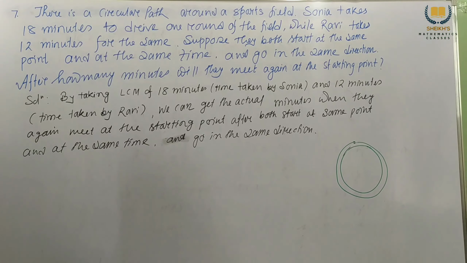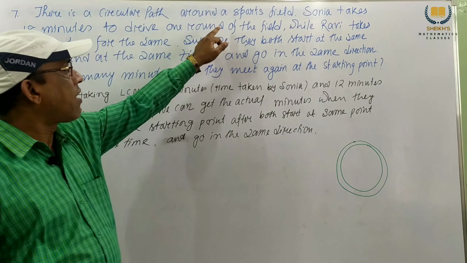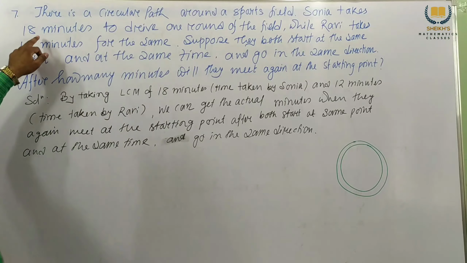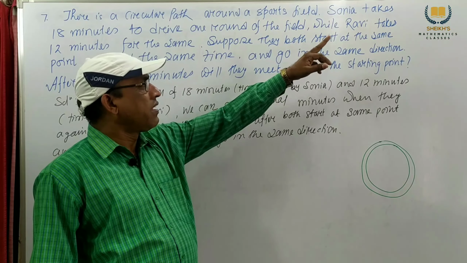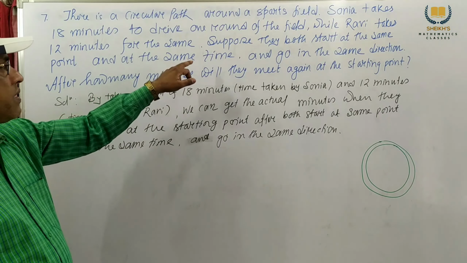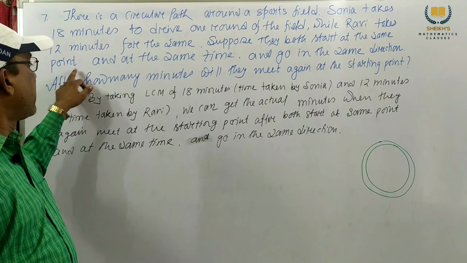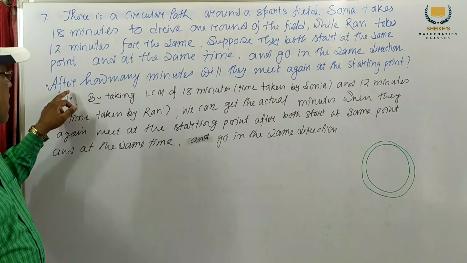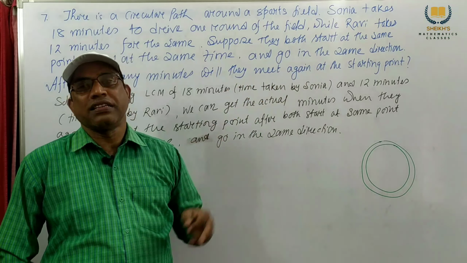Now we consider problem number 7. There is a circular path around a sports field. Sonia takes 18 minutes to drive one round of the field, while Robbie takes 12 minutes for the same. Suppose they both start at the same point and at the same time and go in the same direction. After how many minutes will they meet again at the starting point?